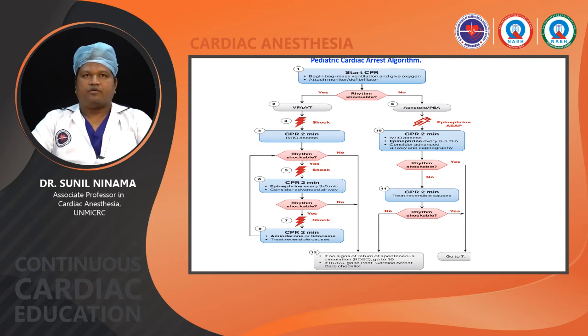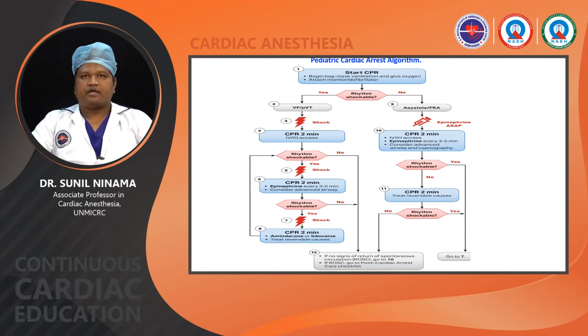You have to check the rhythm, whether the rhythm is shockable or non-shockable. If the rhythm is shockable, like VT or VF, you have to give the shock and continue CPR, and you have to take IV or intraosseous access, and then again check the rhythm. If the rhythm is again shockable, you have to give the IV adrenaline, and then again check the rhythm after 2 minutes of CPR. If the rhythm is again shockable, then you have to give the amiodarone or lignocaine.